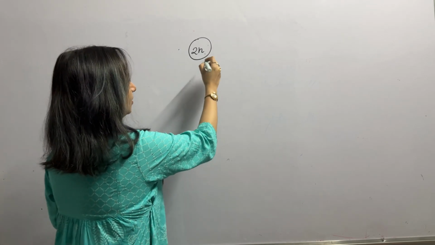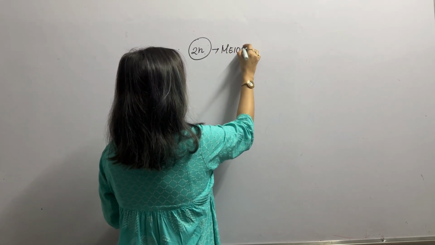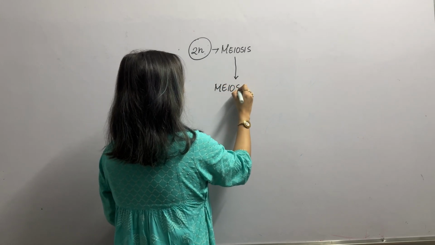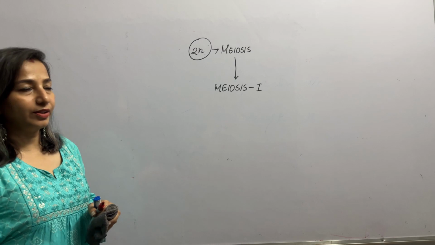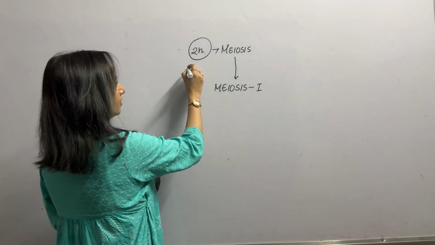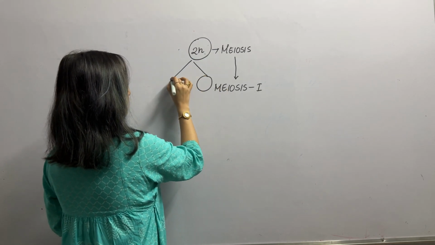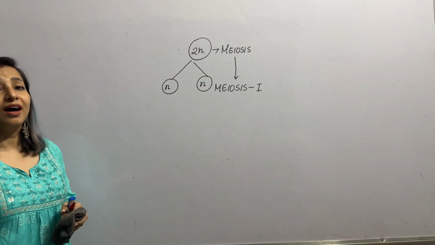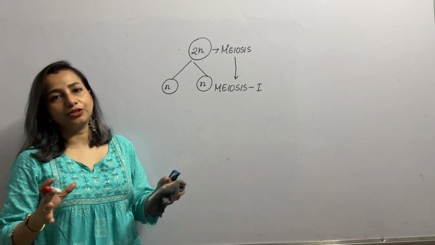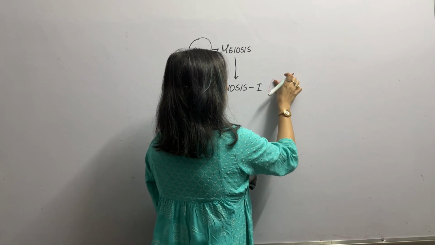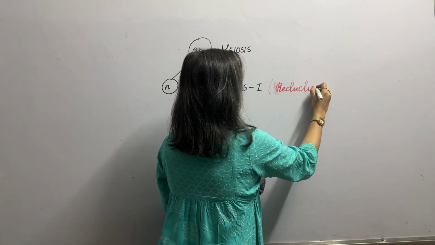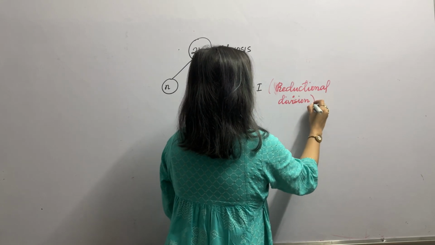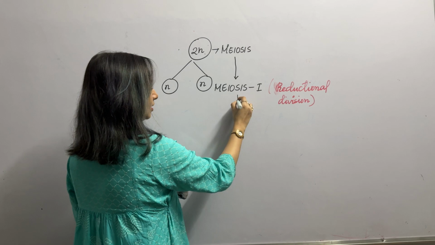Now when this cell enters meiosis, first it will enter meiosis 1. What happens in meiosis 1? It will produce 2 daughter cells, and at the end of meiosis 1, both daughter cells will have half the chromosome number. So when we talk about reductional division, we actually mean meiosis 1, where reduction of chromosome number occurs. Clear? After meiosis 1, the cells will enter meiosis 2.